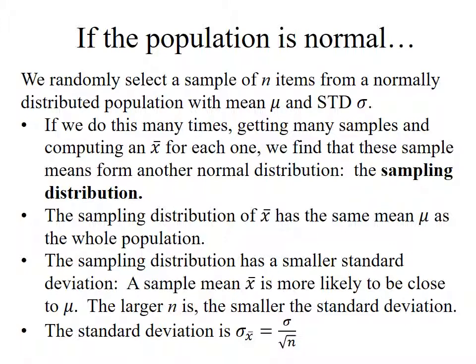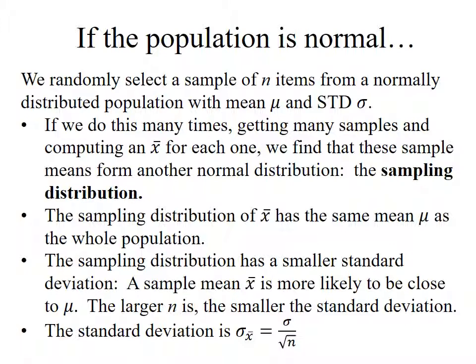If I make a histogram showing the distribution of all those x bars, what I'll have is the sampling distribution of the mean. And what I will find is that if I'm gathering this from a normal distribution, then all those different x bars will form a normal distribution as well. The peak, the center, the mean of that sampling distribution will be the same mean as the whole population. I'm just as likely to get a sample with a sample average above the mean as below the mean, so that's going to be a nice symmetrical distribution there.